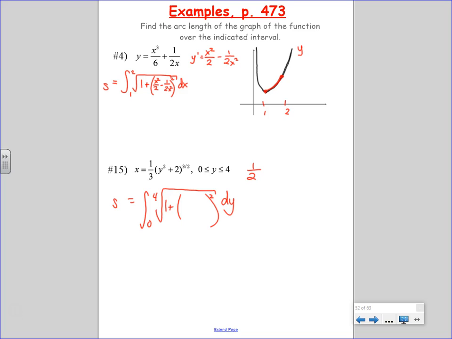Sorry, 3 halves come down, 1 half. We have our 2y, right? Our u prime, and then we have our y squared plus 2 to the 1 half.